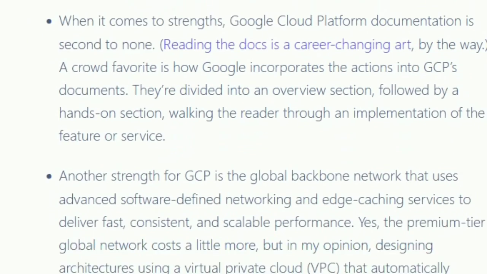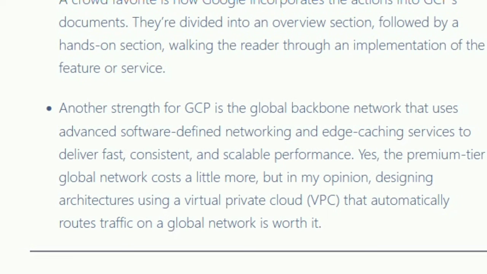Another strength of GCP is the global backbone network that uses advanced software-defined networking and edge caching services to deliver fast, consistent, and scalable performance. Yes, the premium tier global network costs a little more, but in my opinion, designing architecture using a virtual private cloud (VPC) that automatically routes traffic on a global network is worth it.